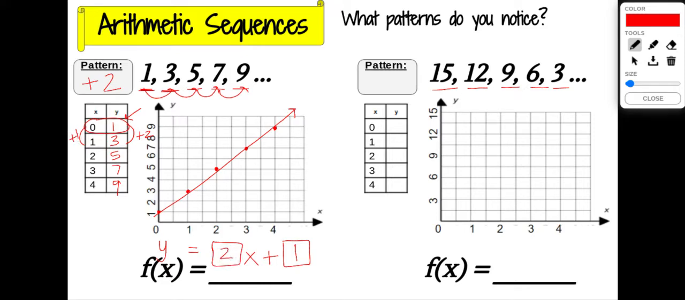And then you can check your rule. So just try to get from x over to y. It says to take x, multiply it by 2. That would give me 8, and then add 1. And you see how that gets you over to 9. So there we have our linear function rule for that arithmetic sequence.